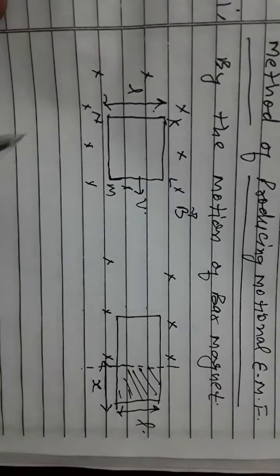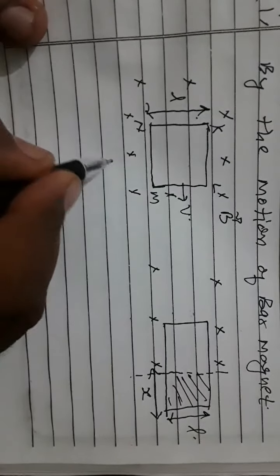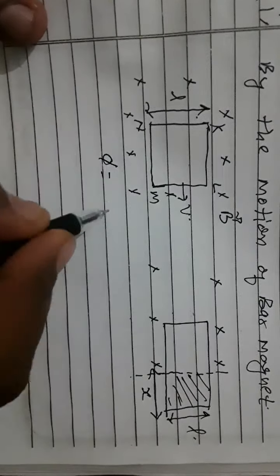Now we know magnetic flux phi is equal to B into A. Area is length into breadth, L into x. So we can say phi is equal to minus B L x. Why is the negative sign here? Because the area in the magnetic field is decreasing, so the negative sign will be here.